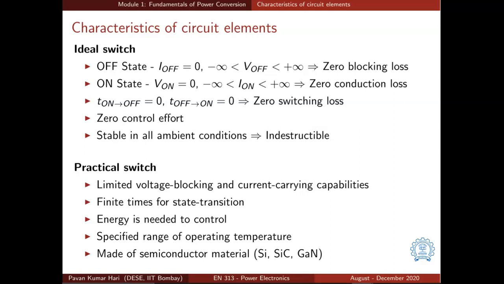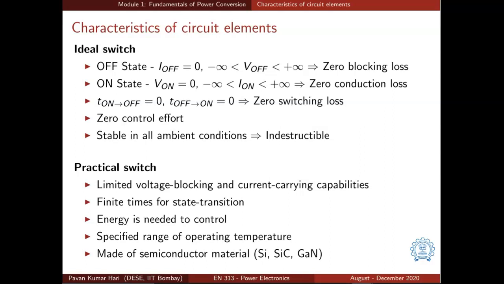Coming to the on state, a switch should be able to carry any amount of current while it is on, and it should not have any voltage drop across it. That means V on should be 0. What happens if V on is finite? V on multiplied by I on will be finite. That means there will be conduction loss. There will be some power loss during conduction. So an ideal switch will not have any conduction loss.